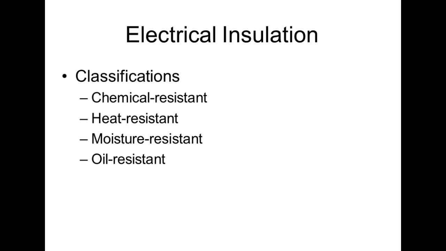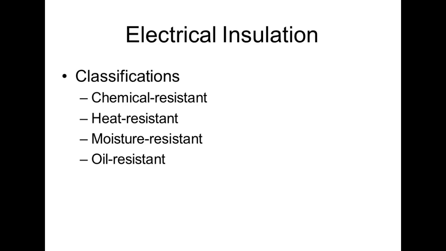So insulation is classified as chemical resistant, heat resistant, moisture resistant, or oil resistant. And we can pick that up from some of those designators. So if you look at your insulators, if you see an H out there, that's 75. If you don't see an H in the next few letters, that indicates 75 degrees. If you see two H's, it means it's 90 degrees. You'll see that.